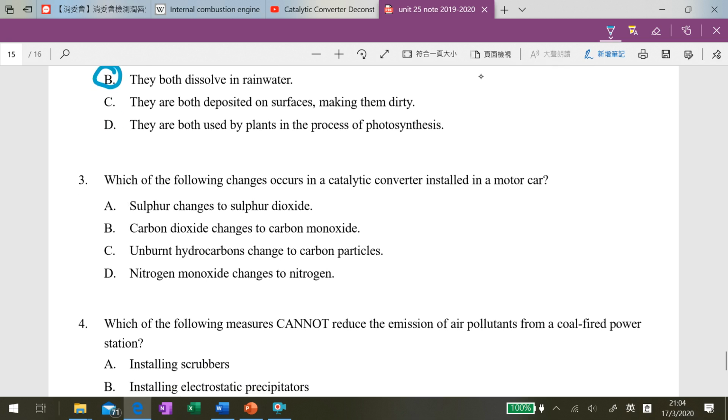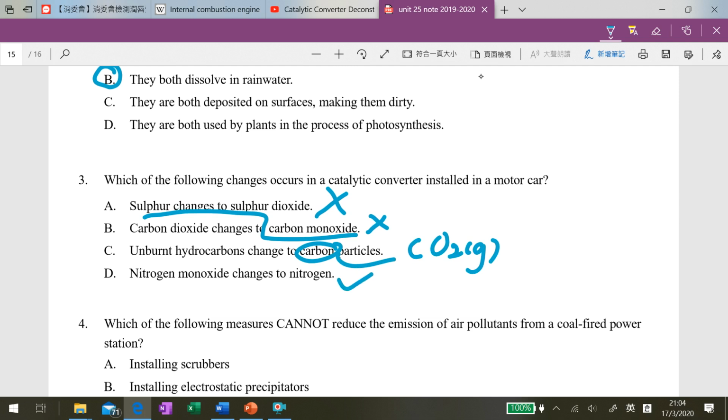Question 3. Which of the following changes occur in a catalytic converter installed in a motor car? That means what happens in a catalytic converter? Sulfur becomes sulfur dioxide? No. Carbon dioxide becomes carbon monoxide? It should be the opposite. Unburned hydrocarbon changes into carbon particles? It should be wrong. It should be carbon dioxide, instead of carbon. And nitrogen monoxide changes into nitrogen. That's correct. So the answer is D.